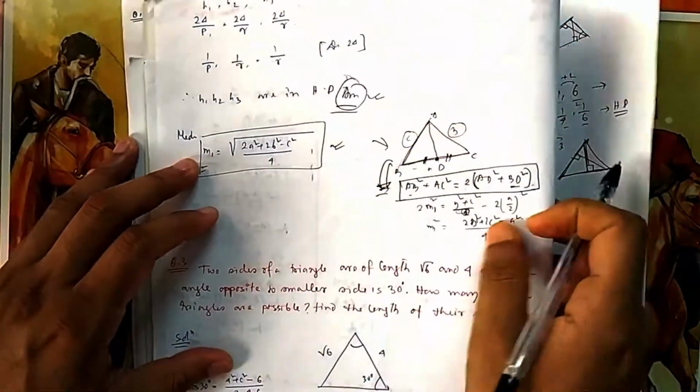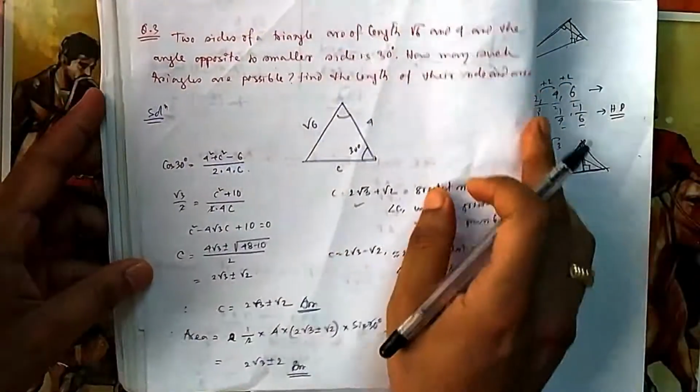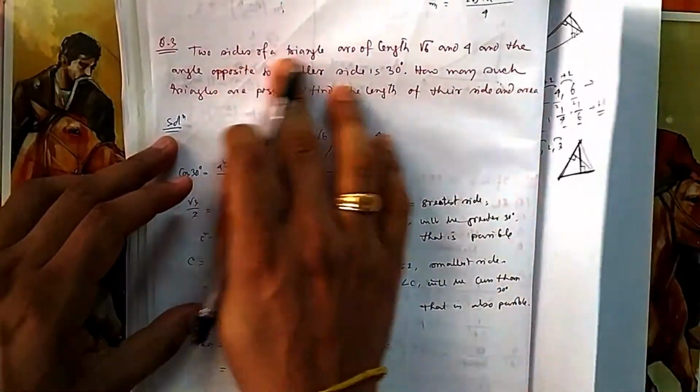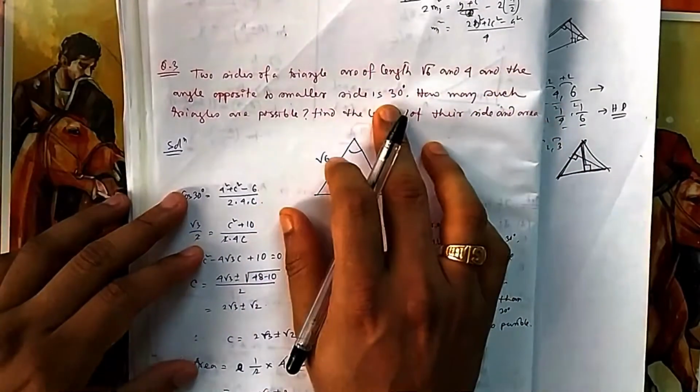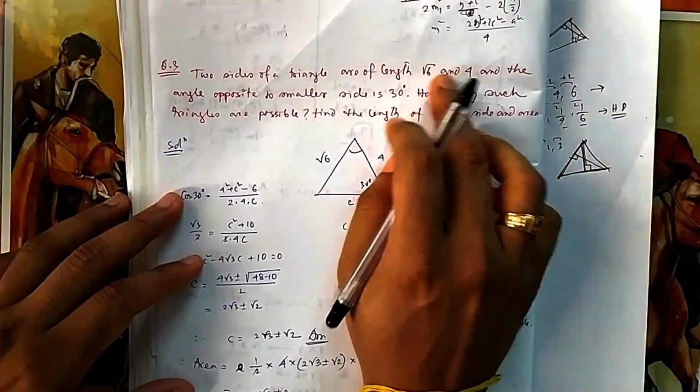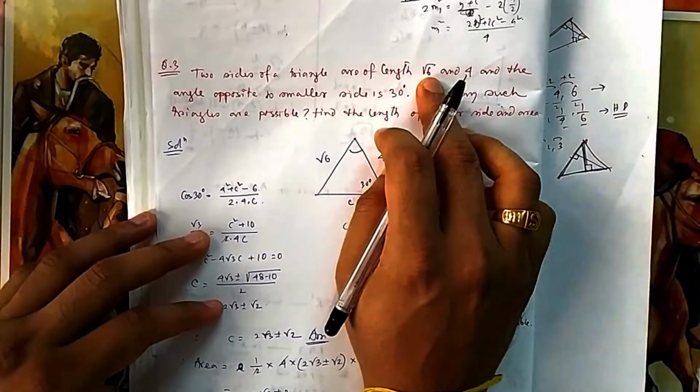But here the answer is, we got the answer already. Now in question number 3, what they are asking: two sides of a triangle are of the length root 6 and root 4, and the angle opposite to the smaller side is 30. So which one is smaller? First you say root 6 or root 4.